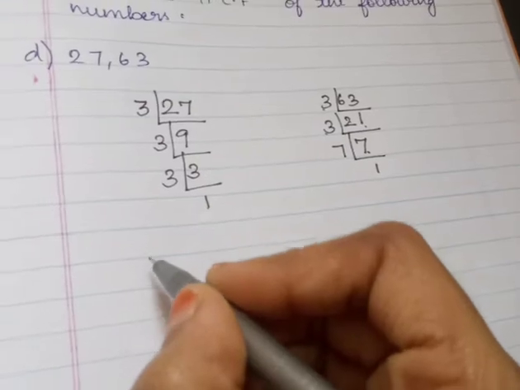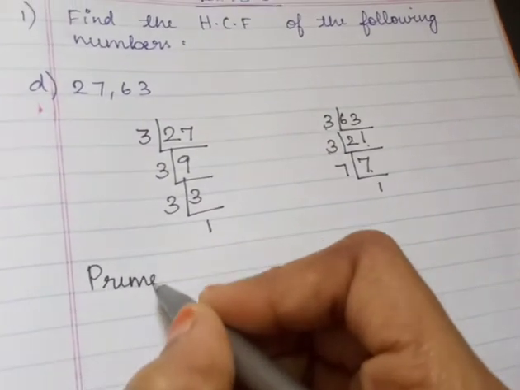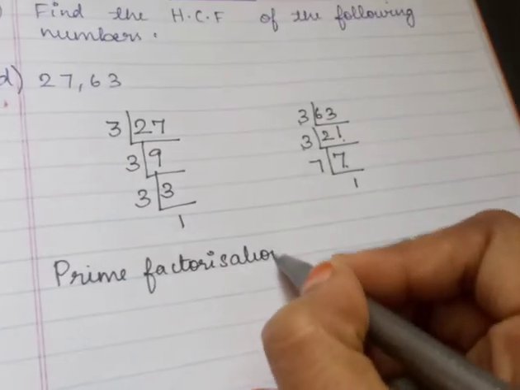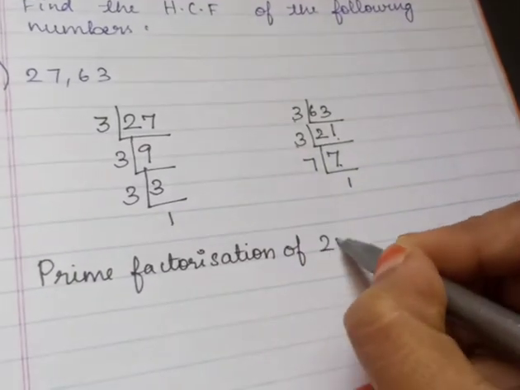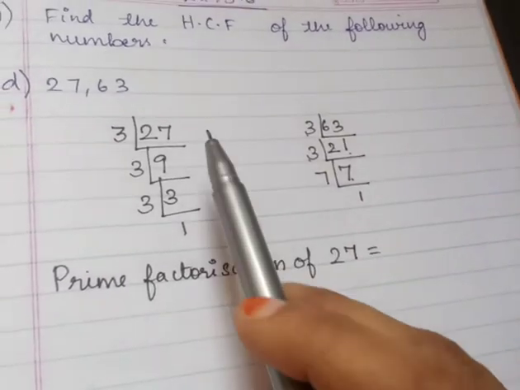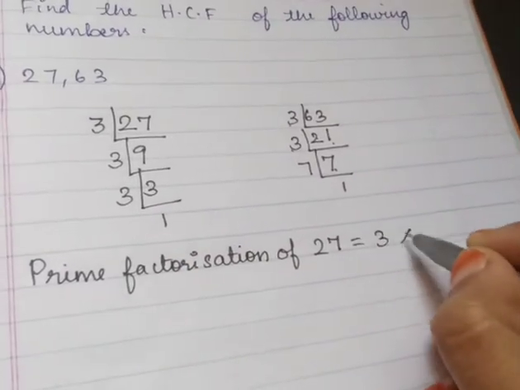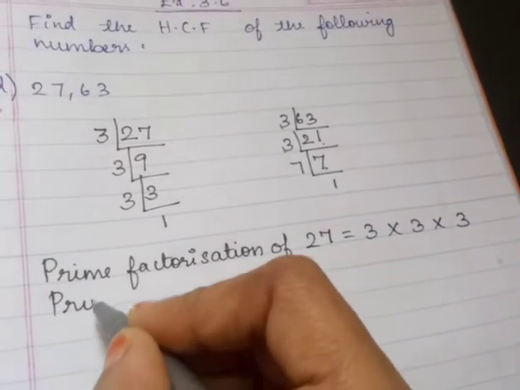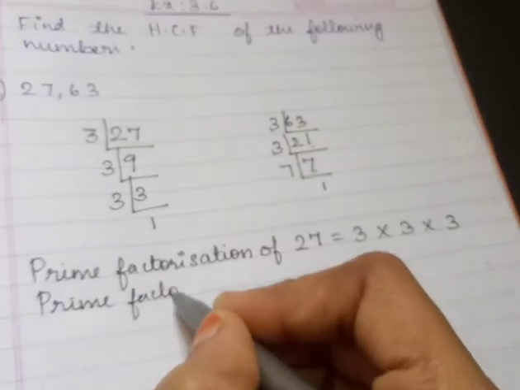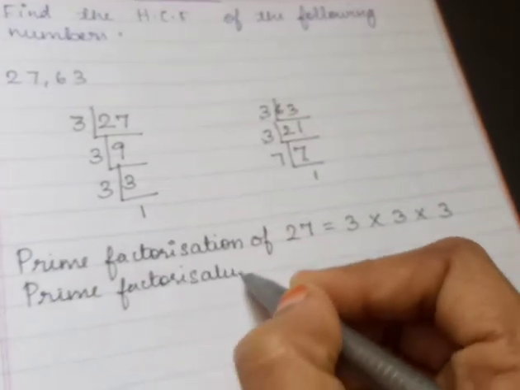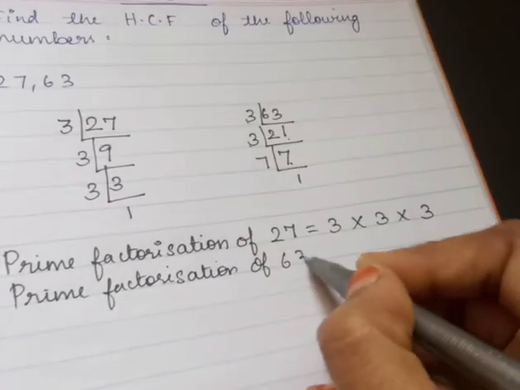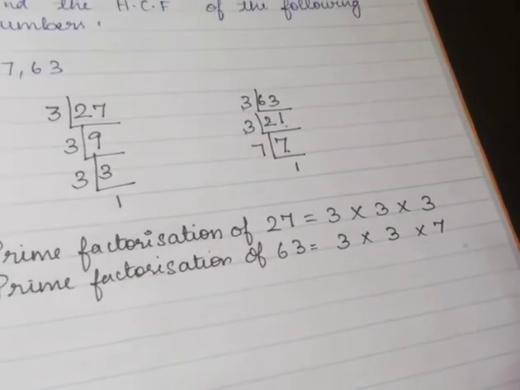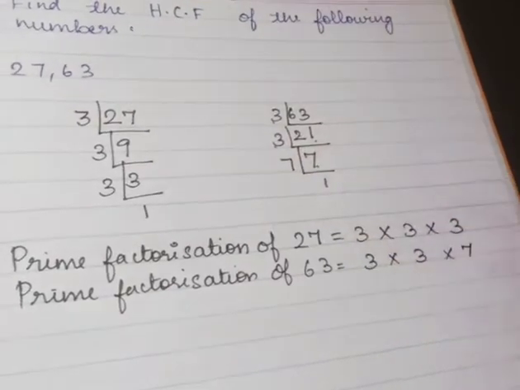So now, prime factorization of, or you can write prime factors of. Prime factorization of 27 is what? How will you write the prime factorization of 27? 3 into 3 into 3. Next, prime factorization of 63 is how much? 3 into 3 into 7. Is it? 3 into 3 into 7.